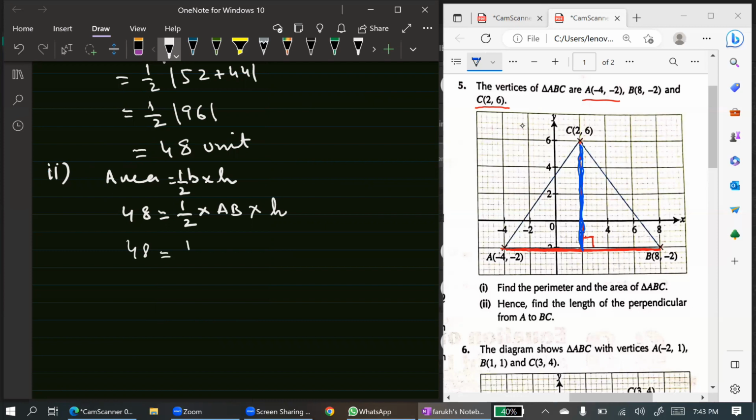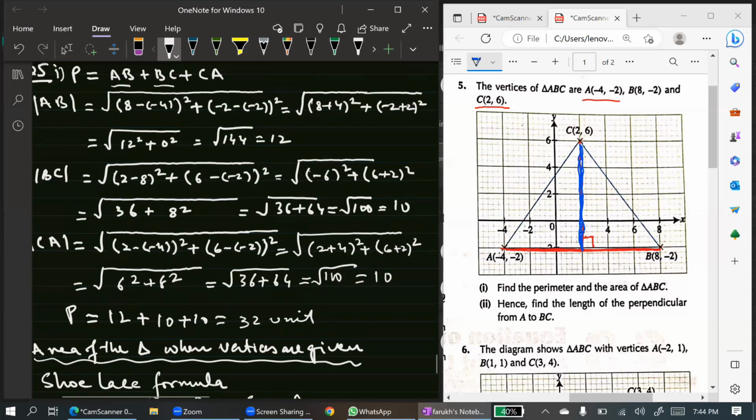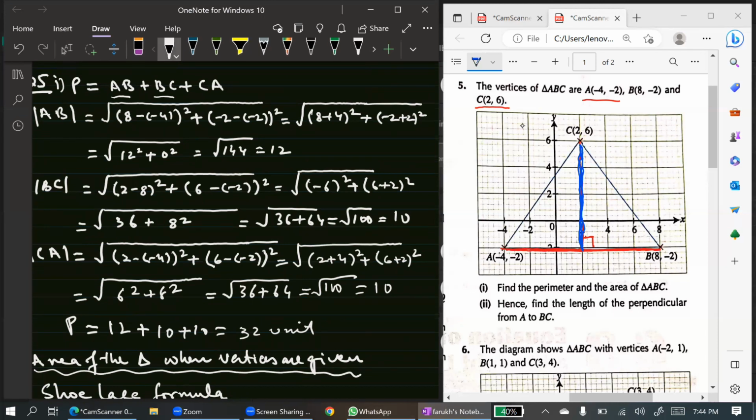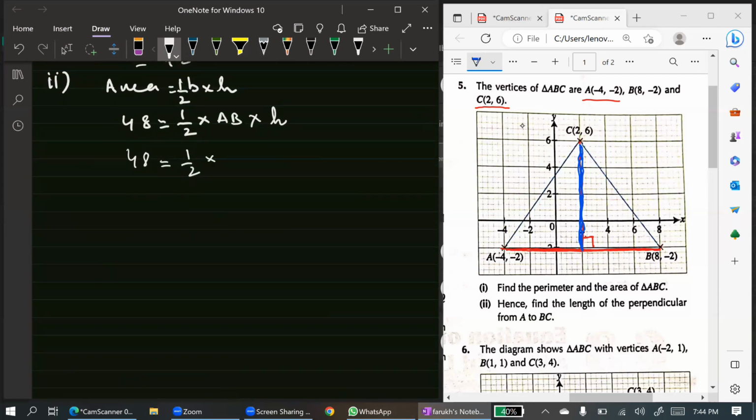48 is equal to half into AB. We have the length of AB is equal to 12. So we can multiply by 12, multiply by h. The final answer is 48 over 6. H is equal to 8.